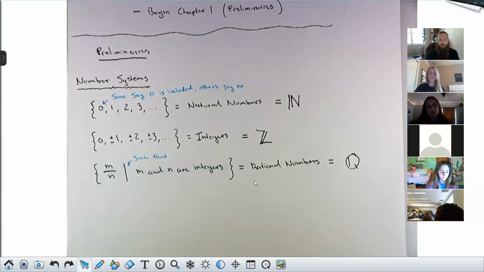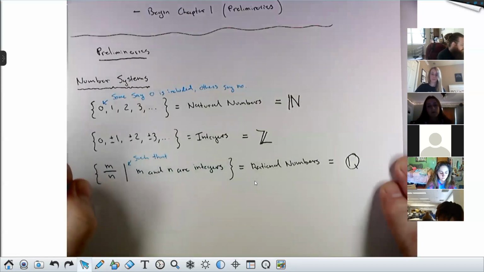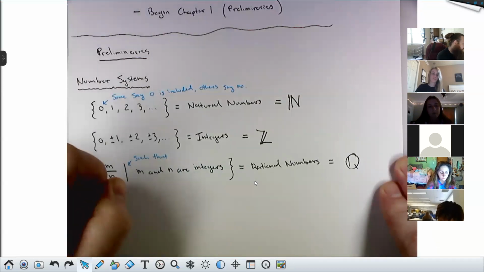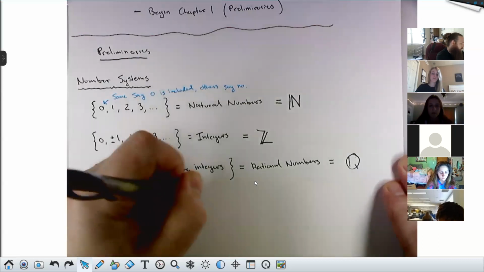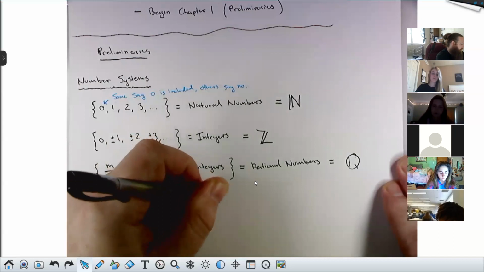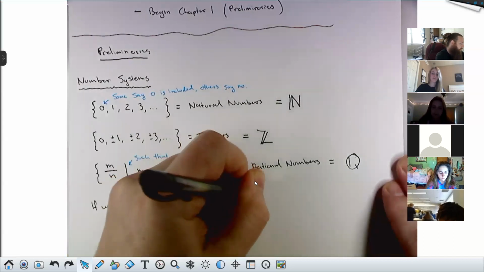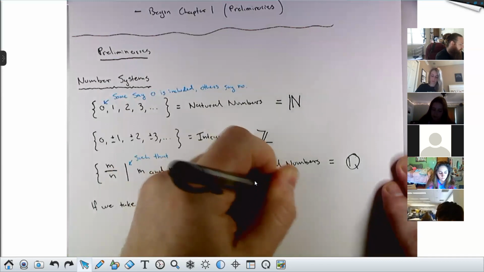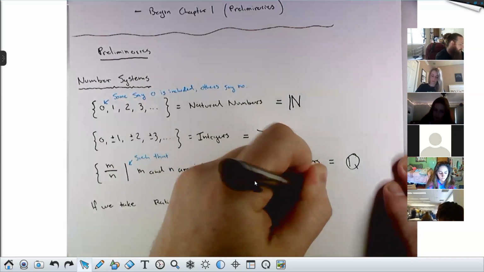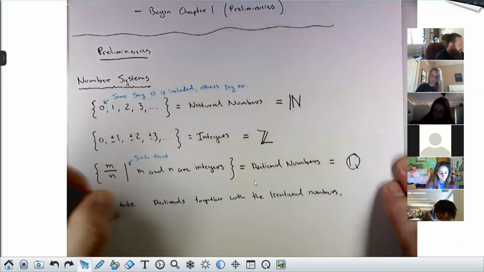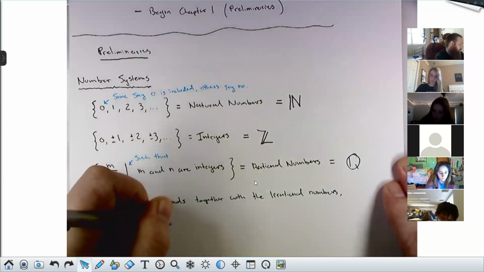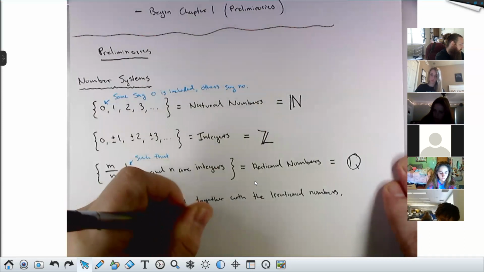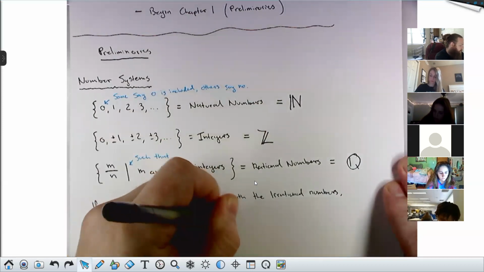So to expand our view a little bit beyond this, we have to include the irrational numbers. If we take the rationals together with the irrational numbers, we get the real numbers, which I'll refer to with a blackboard bold R.